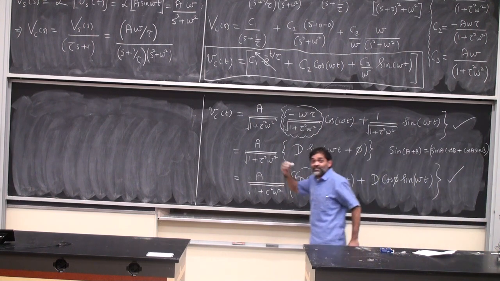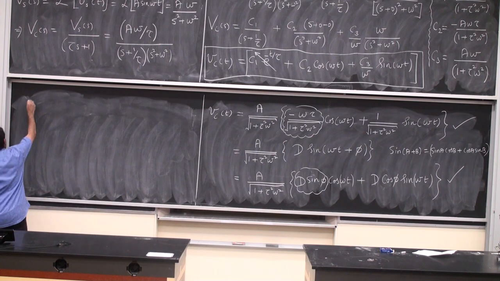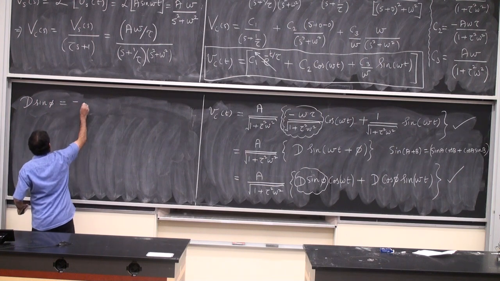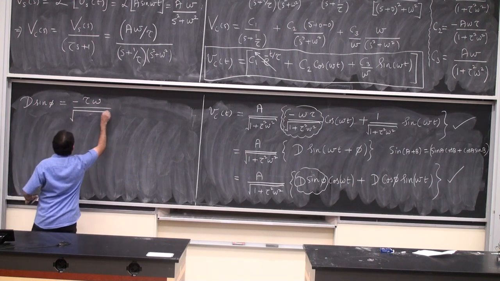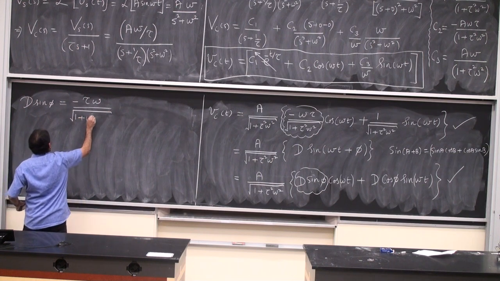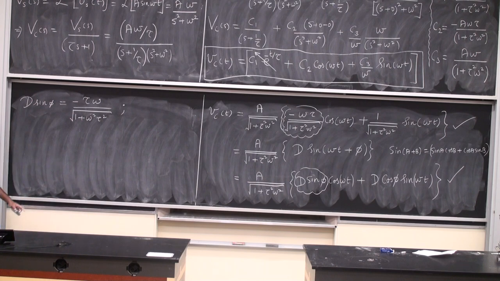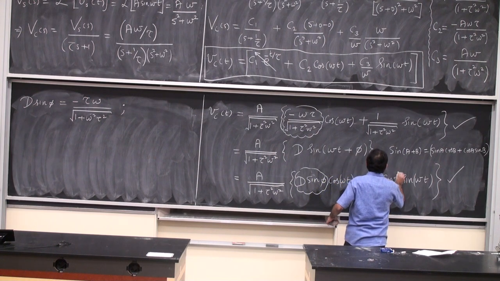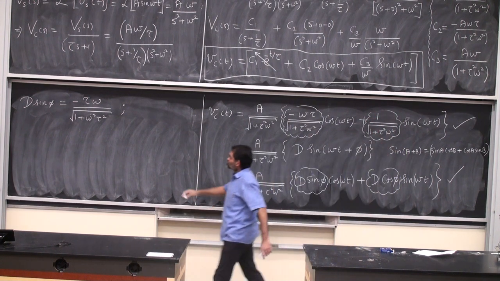So if I now do the equivalence between the two, I have d sine phi equals minus omega tau, or tau omega, by square root of 1 plus omega squared tau squared. That's the first equivalence. d times cosine phi is the same as 1 by square root of that. Those two are the same.